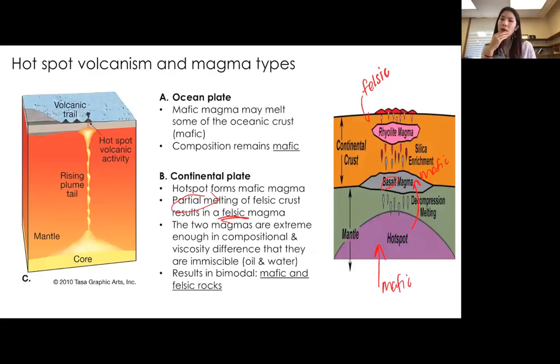What we end up with are magmas that are felsic and mafic. You would think intuitively that these might mix and we would get an intermediate composition volcano. But it turns out that their viscosity differences are too great. You can think of this like oil and water. They end up being immiscible, which means we cannot mix them. So we get bimodal volcanism at these hotspots, where we may have mafic rocks and felsic rocks associated with the same volcano. I think that's pretty cool. And that is pretty unique to hotspots within a continental plate.